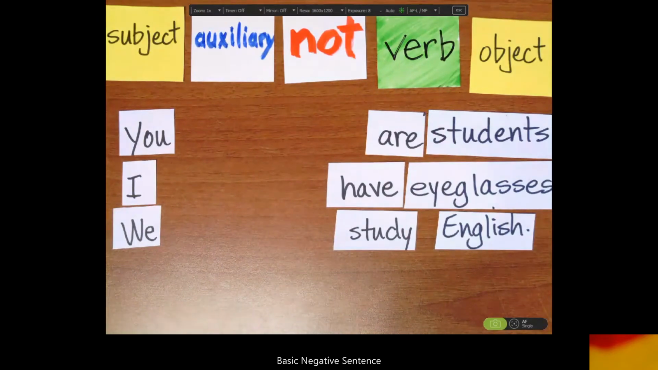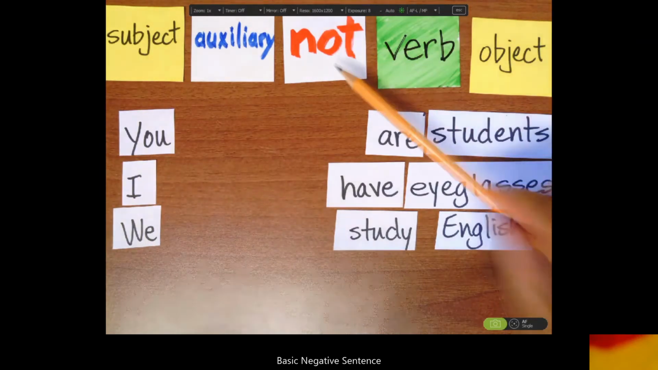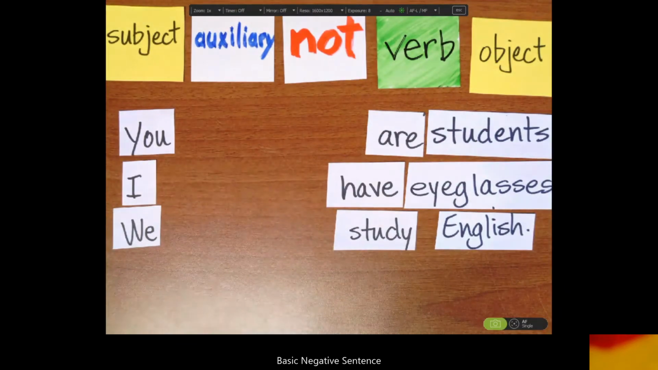sometimes it's another word. Examples of auxiliaries are did, does, do, will, was, were, is, are, am, will be, would, could, should, must, can. All of those are auxiliaries, but I'm going to use some basic ones just to show you how to change a sentence into a negative. We have to add not, and not makes it negative. So the first thing is we're going to add the word not.